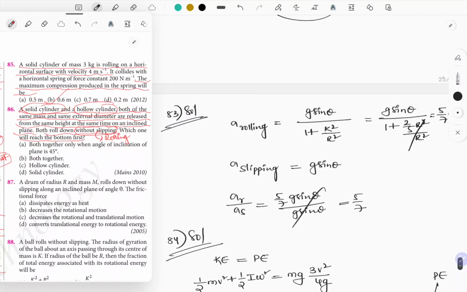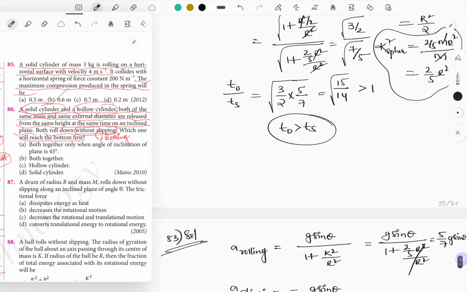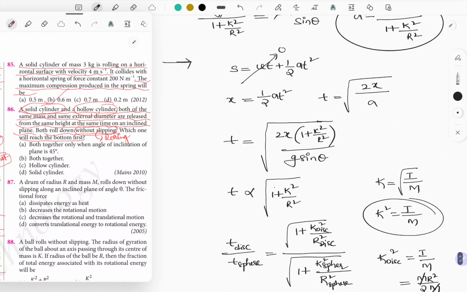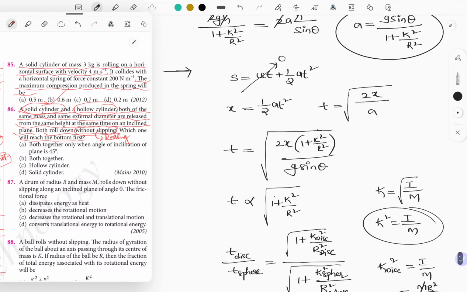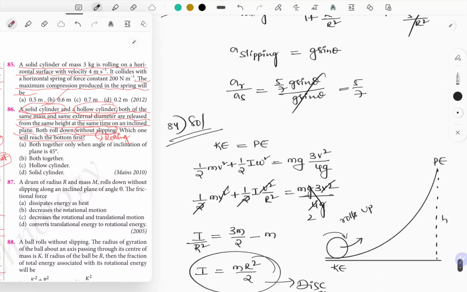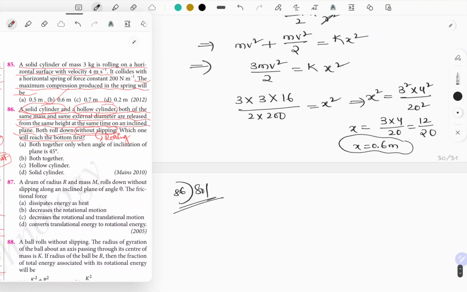Super. So we know how to decide which one will reach the bottom. Just before, in question number 82, I did give one relation. Time taken to reach the bottom is t equal to root of 2x into 1 plus k square by r square, by g sin theta. Now let's use that relation. Now we can decide easily. They said mass is the same, radius is the same. Theta is also the same, right? So everything is the same. The only thing I have to find out is k square. So k square is nothing but I by m, right?